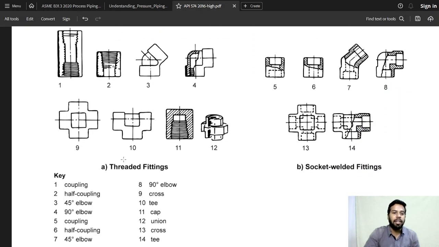Next is threaded fittings. So you have threads inside, and basically threads will be installed and you can join these fittings with the help of thread instead of butt welding. You can also have socket welded fittings, depending on what kind of fitting is required or what is mentioned in the diagram. Okay.